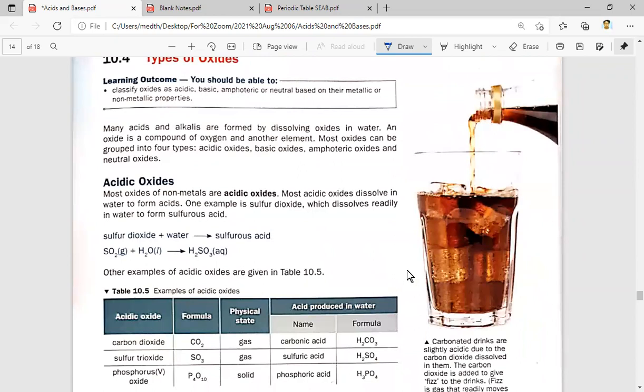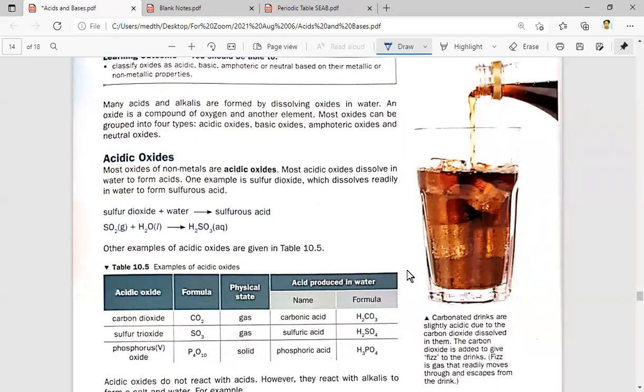So let's start off with what are the 4 main types of oxides. First, you have acidic oxides. Next, basic. Third, amphoteric. And fourth, neutral oxides. So what exactly are oxides? An oxide in simple terms is a compound of oxygen and another element. So it's a compound formed by an element together with oxygen. That's why they are called oxides, because they include oxygen. So there are 4 main types: acidic, basic, amphoteric, and neutral.